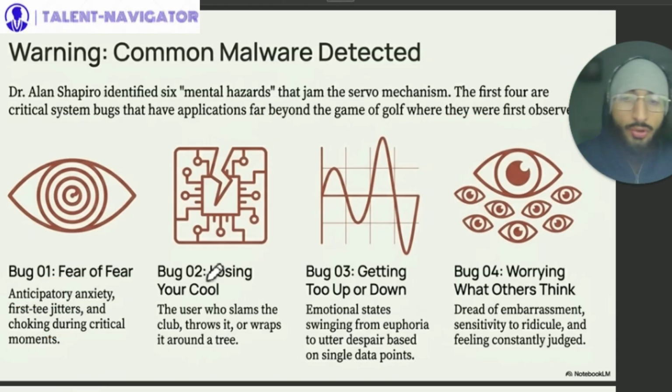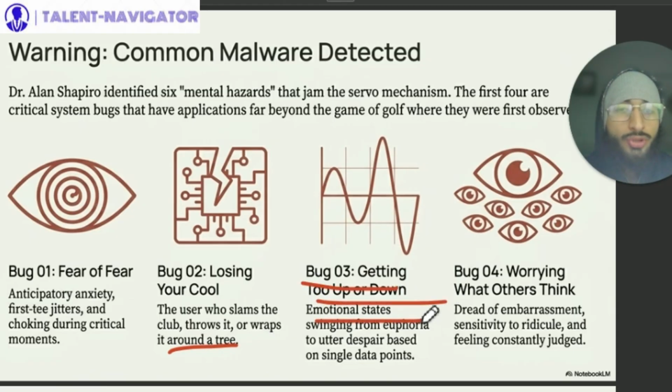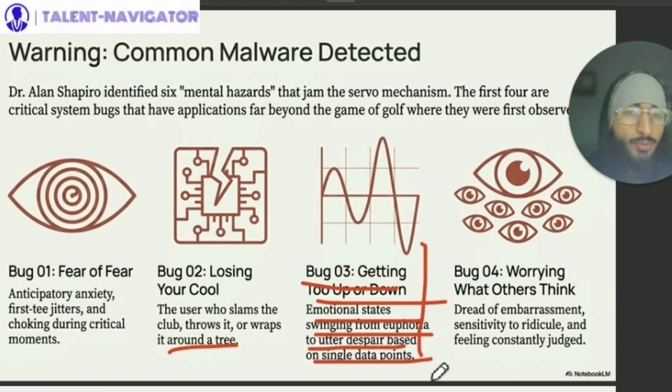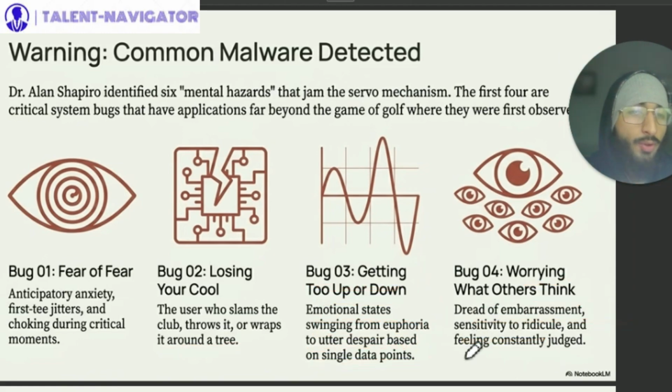Then we have bug 2, that is losing your cool. The user who slams the club, throws it, or wraps it around a tree. Bug 3 is getting too up or down, emotional states swinging from euphoria to utter despair based on single data points. So mood swings as well. Bug 4, worrying what others think: dread of embarrassment, sensitivity to ridicule, and feeling constantly judged or humiliated.